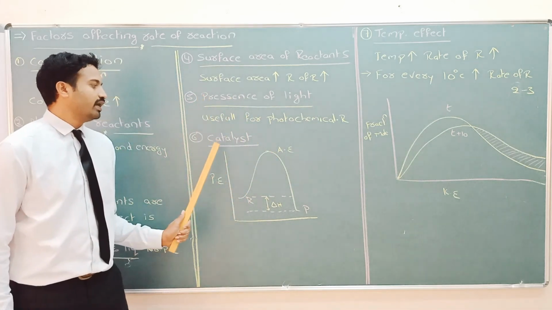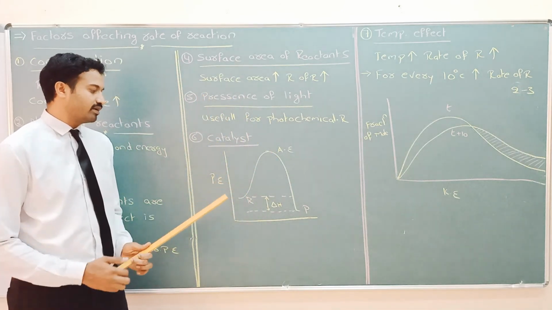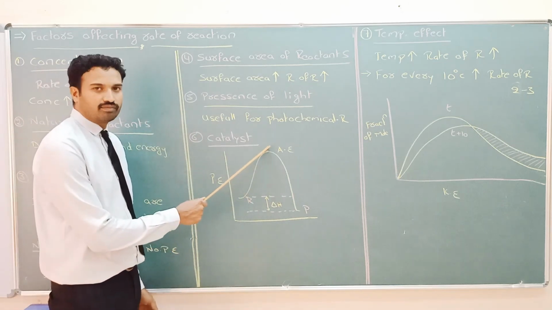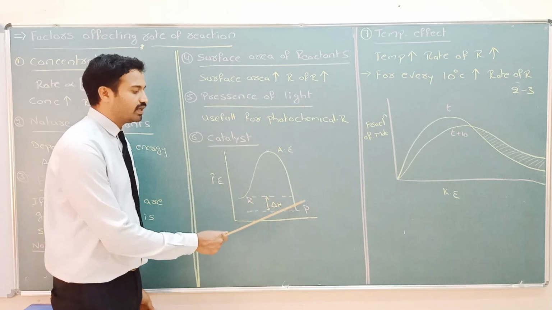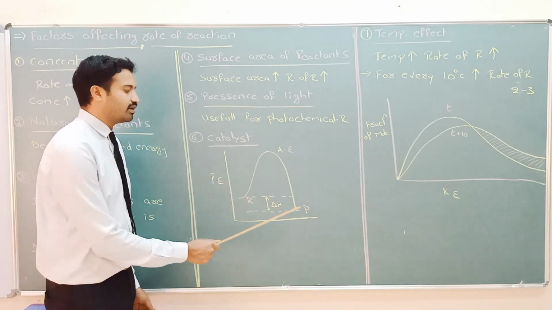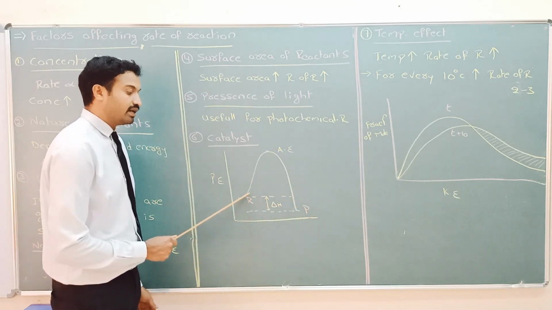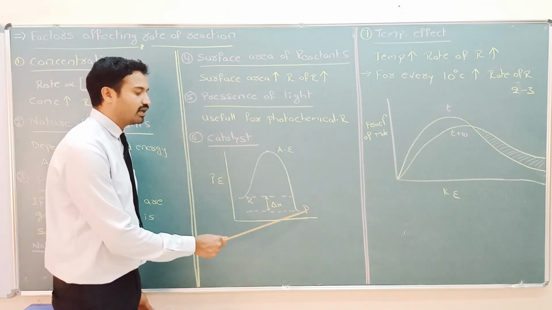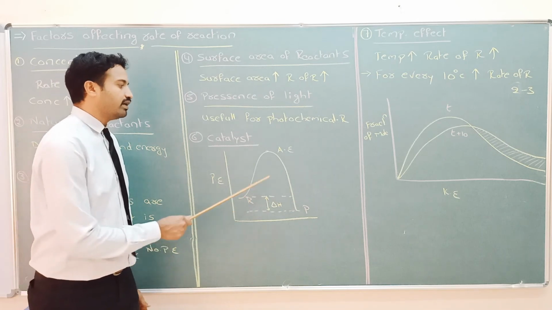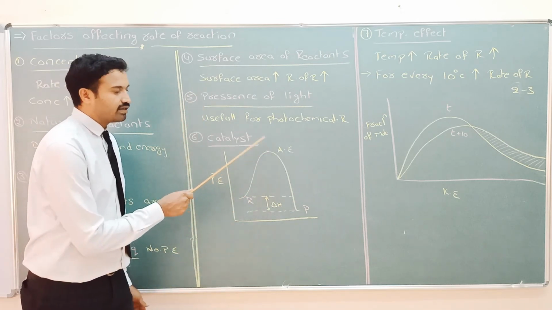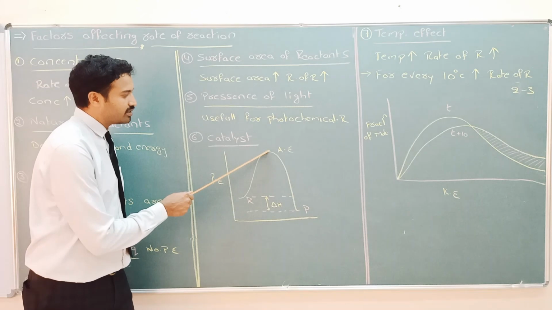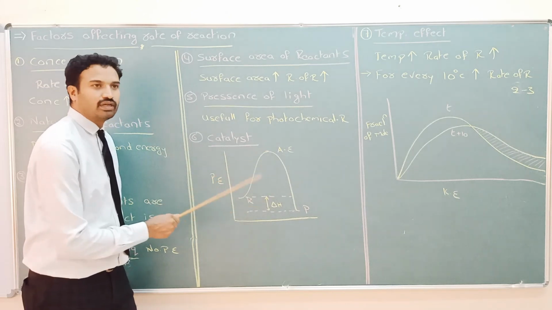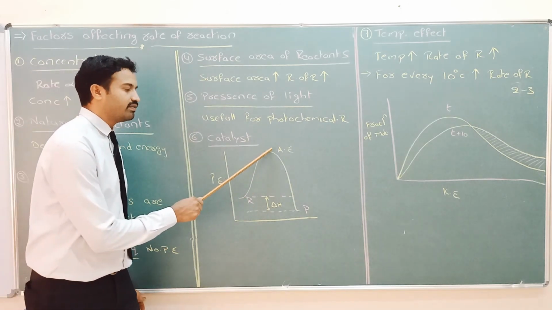Next one, catalyst effect. This is an important effect. Here, reactants are activated. Those activated molecules will give the product. When the reactants are activated, only those activated molecules will give the product. So the reactant needs to be activated. This is called activation energy. The energy difference between the activation energy and normal energy is called threshold energy. Here this is activation energy.